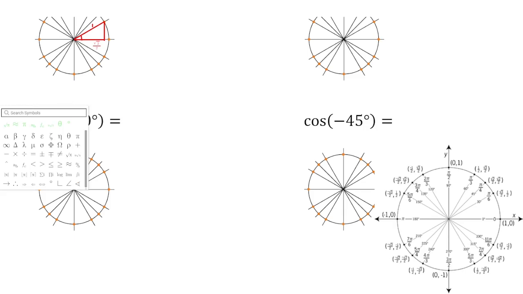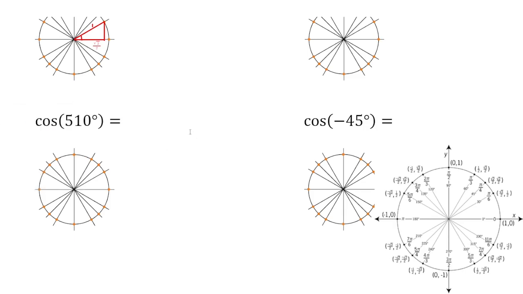That's going to be greater than 360. So what we need to do is find a coterminal angle, and we can do that by subtracting 360 from 510. So 510 minus 360 is going to be 150. So this is actually going to equal cosine of 150 degrees.